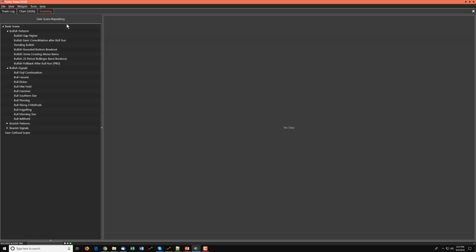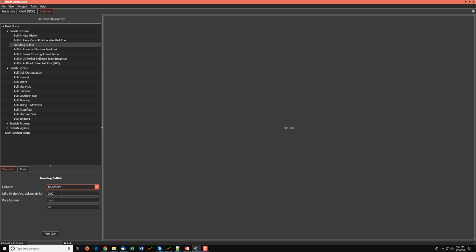Let's go on to the scanner. For anybody who's new, I see maybe a couple names that I don't recognize. If you're not familiar with it, this is the Trader Vision scanner. It comes with 35 built-in scans, and we'll just look at any one of them here. Let's look for things that are trending bullish. You select the market or the universe that you want to scan against. I'll just use the U.S. market, which is U.S. stocks and ETFs.